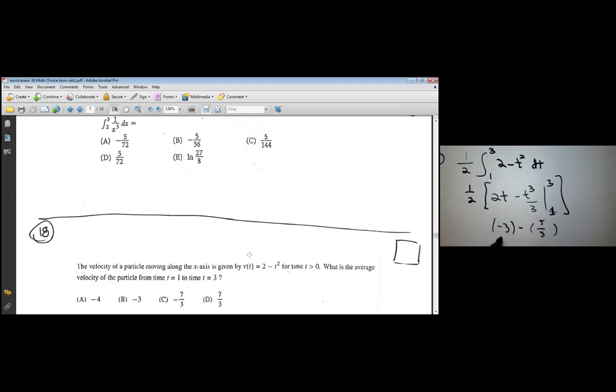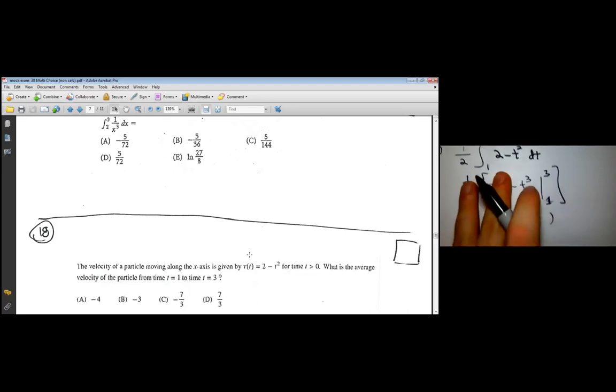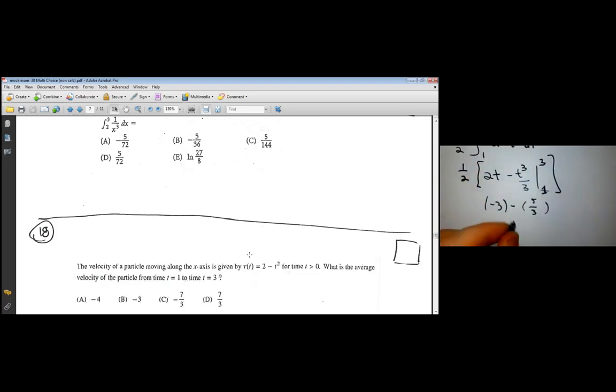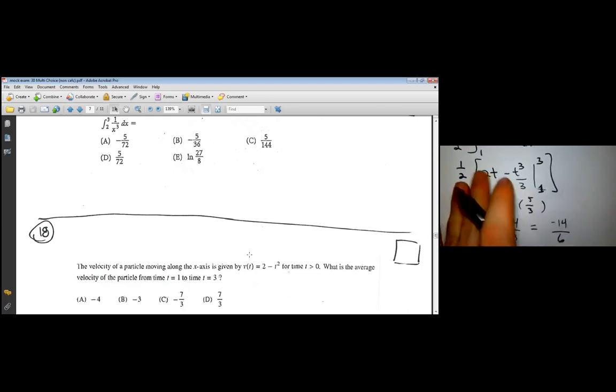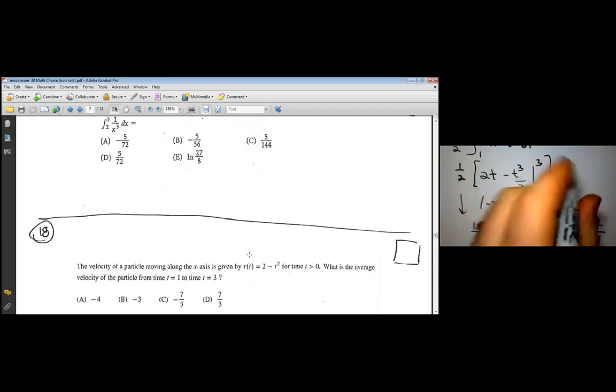Okay, next we need to convert this to -9/3. So -9/3 minus 5/3 would be -14/3. Let's bring our half down. Times a half is -14/6. Better answer, -7/3, choice C. Any questions there?